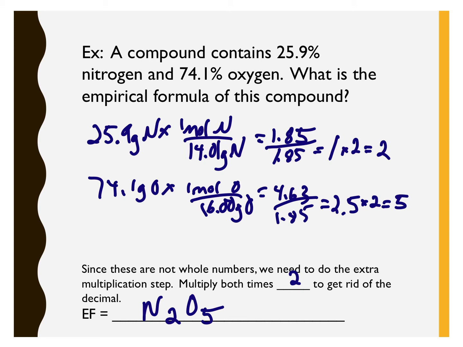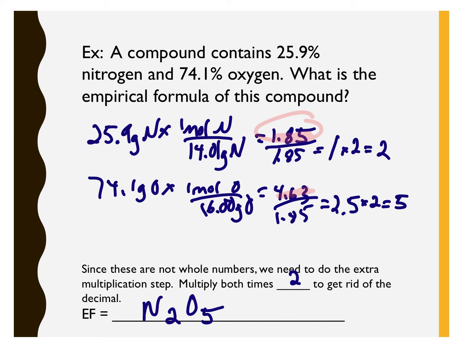Once again, we look for the smallest one here. Here I had 1.85, here I had 4.63. This one's the smallest. Divide both by 1.85. So 1.85 divided by 1.85 is 1, and 4.63 divided by 1.85 is 2.5. Again, if you have a decimal that's not within a tenth of a whole number, you're going to have to adjust this. So 1 times 2 is 2, and 2.5 times 2 is 5. To get a ratio that's still 1 to 2.5 but in whole numbers, it's going to be 2 and 5.